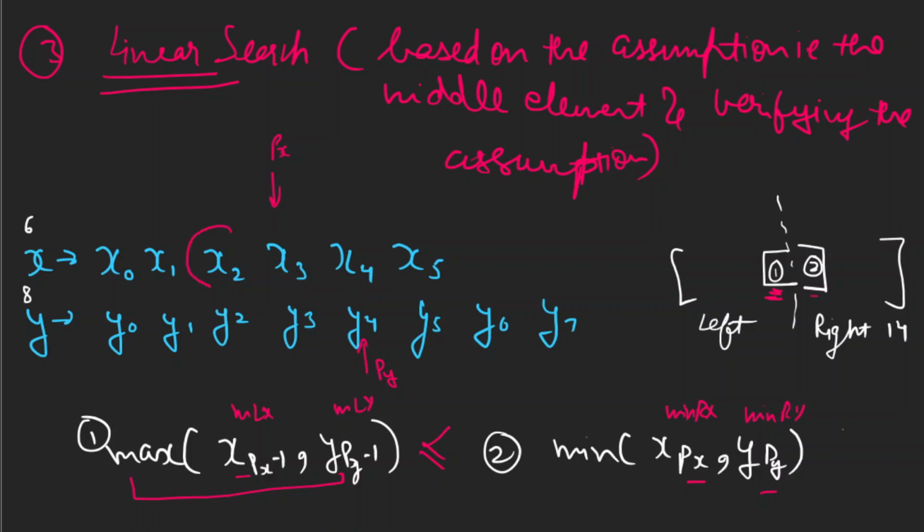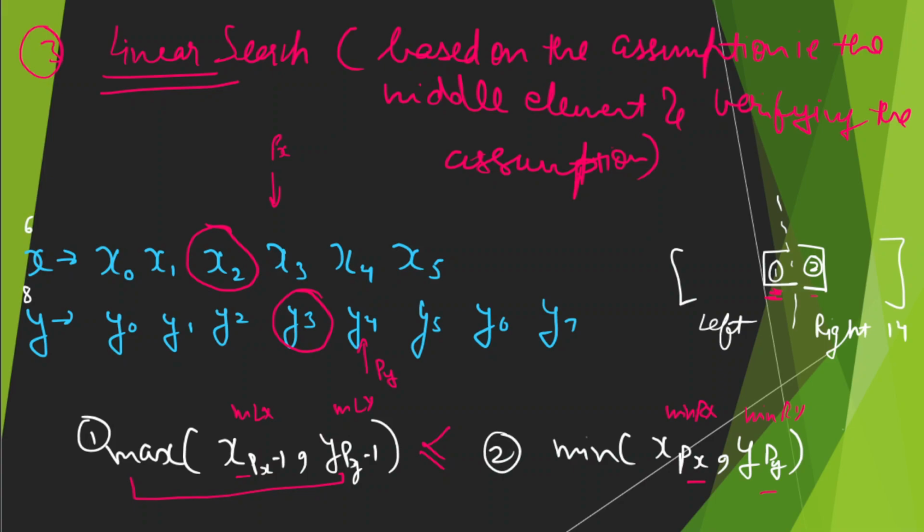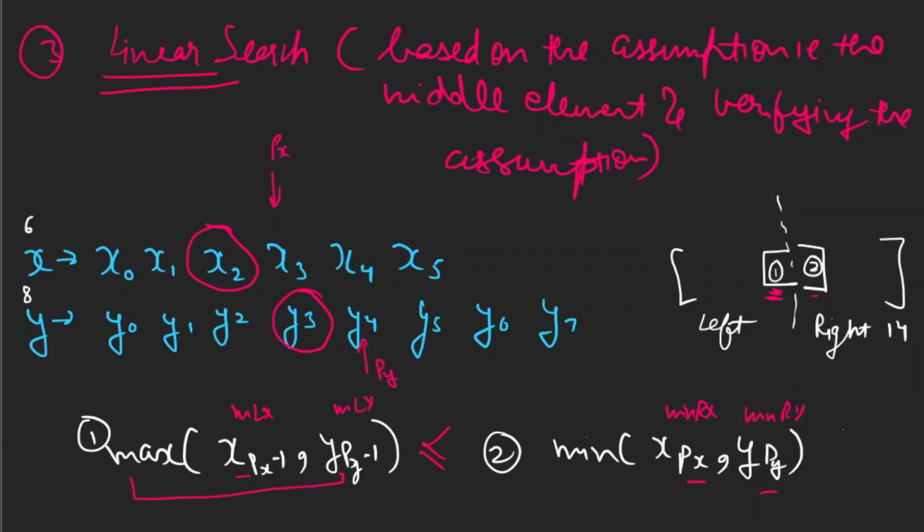So this is going to be max left x, this is going to be our max left y, and this is going to be our min right x, and this is going to be our min right y. Now, the max out of these two elements, that is x of px minus 1 and y of py minus 1, which is already given here, has to be smaller than or equal to the minimum of px and py.